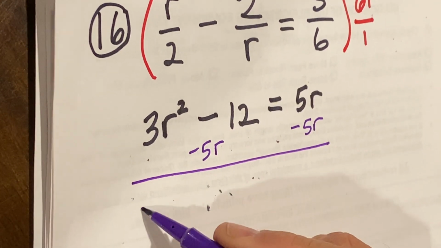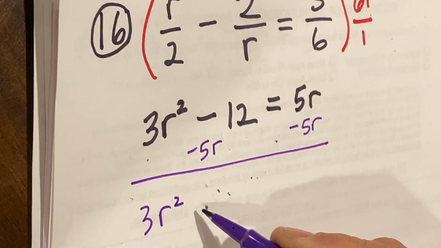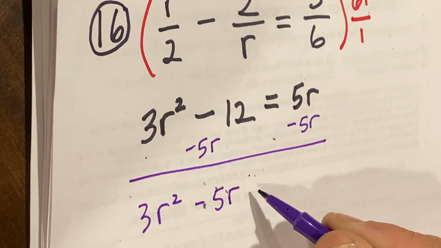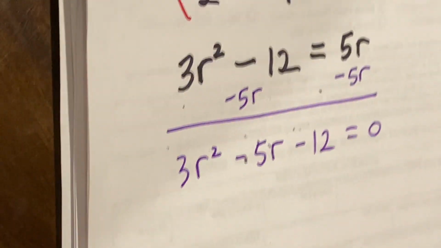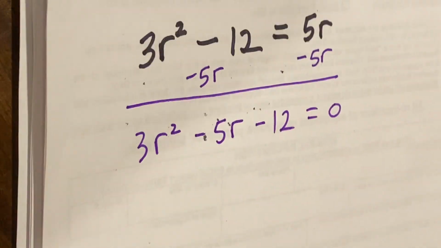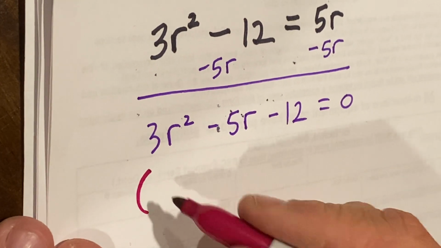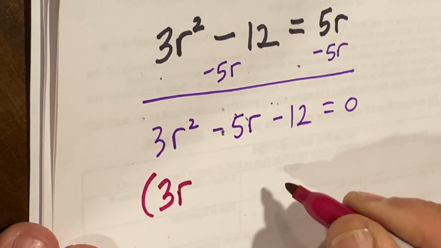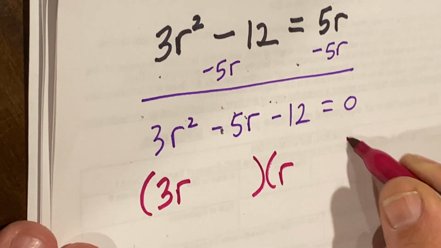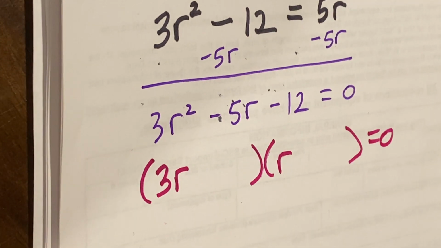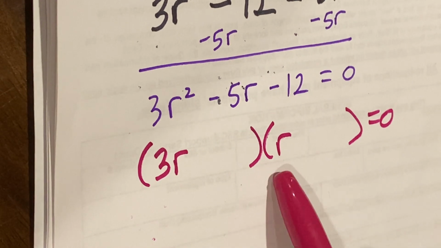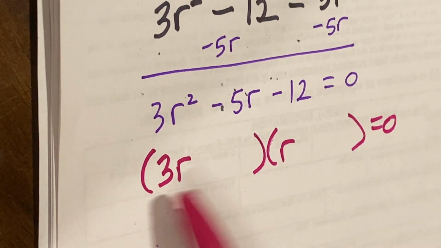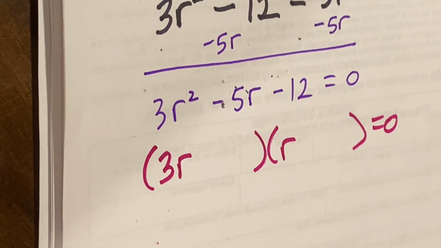And I'm going to get 3r squared minus 5r minus 12 equals 0. Now I'm going to have to factor this. Remember, I'm going to give you a little refresher on factoring. 3r and r, right? That's the only way that 3r squared breaks up, because 3 is 3 times 1, and r squared is r times r. Okay. Now 12 can be a bunch of different things.